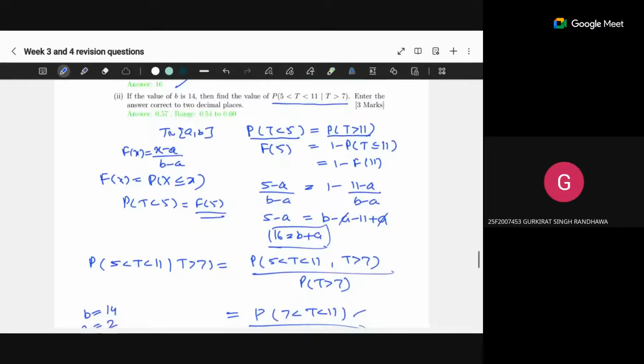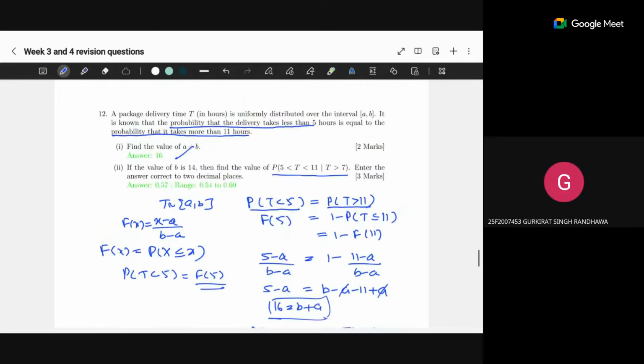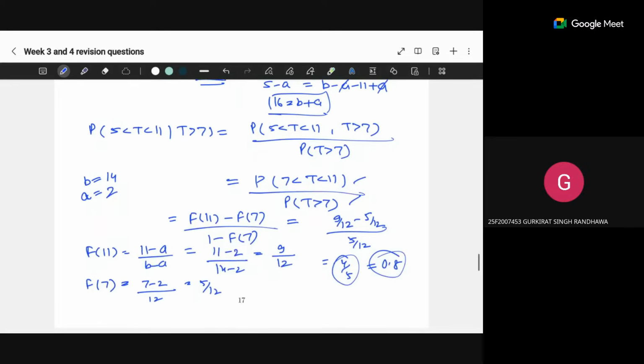Is this the answer? 9 minus 5 is 4. Oh, sorry. So this is 1 minus 5 by 12, which is 7 by 12, so the value is 4 by 7. This value is coming out to be 0.57. Yes. Fine.